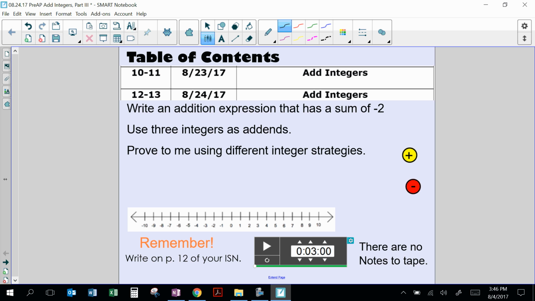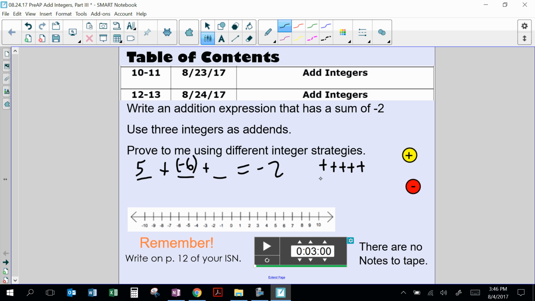So let's think about it. What 3 numbers, using 3 different integers, need to equal -2? So blank plus blank plus blank. Let's start with 5. Since I know we have to have a negative, let's put another plus -6. So let's see. 5, 1, 2, 3, 4, 5.